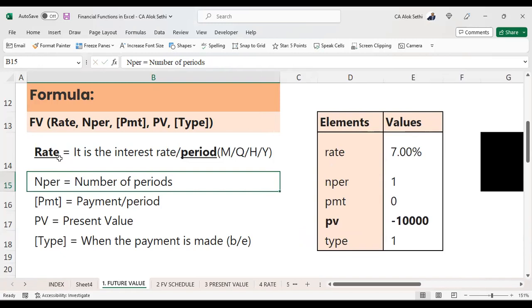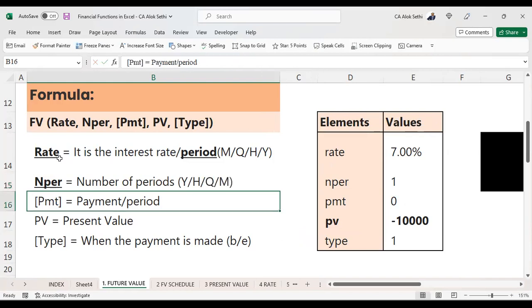Then NPR is the number of period. Number of period will basically be years. It can be years, again, it can be half year, a quarter, or a month also, right? PMT is the payment per period. So how many payments you are making? So basically it is used when the payments are recurring. If the payments are recurring, then we will use PMT.